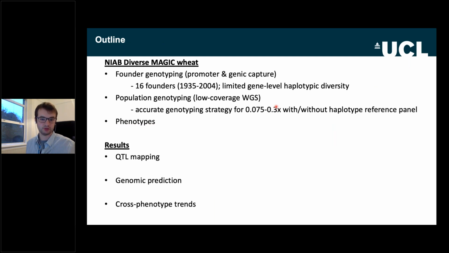Okay, so to say that again, we think that low coverage whole genome sequencing is a promising, cost-effective and accurate genotyping strategy in wheat, even without reference panels available. The next key component that makes MAGIC populations powerful tools is the combination of the germplasm, the genotypes, and the phenotypes. So just briefly going to describe the phenotyping.